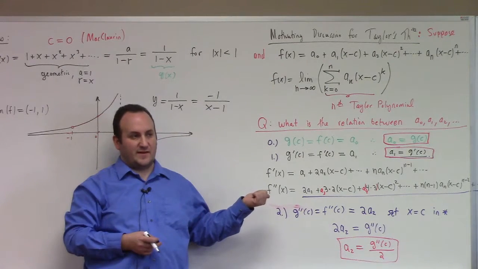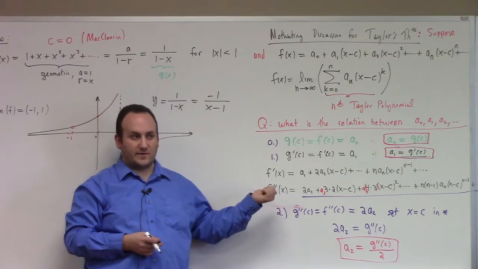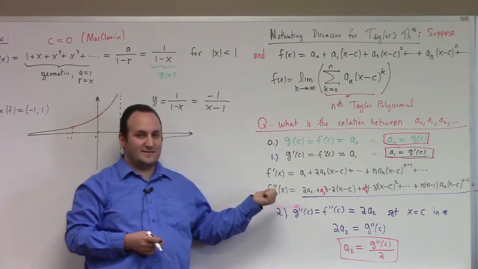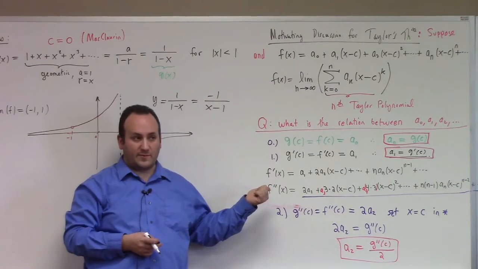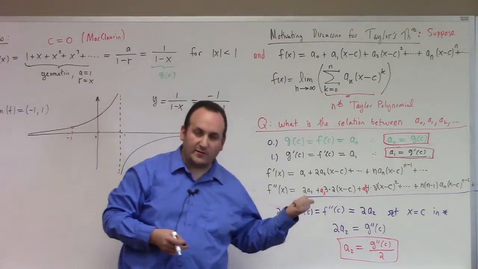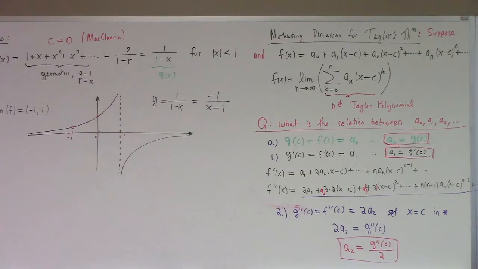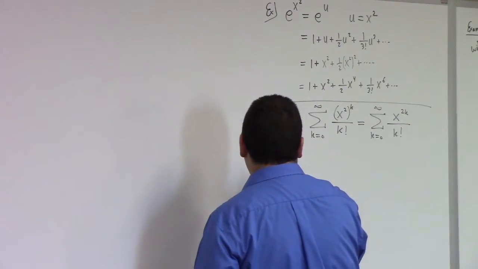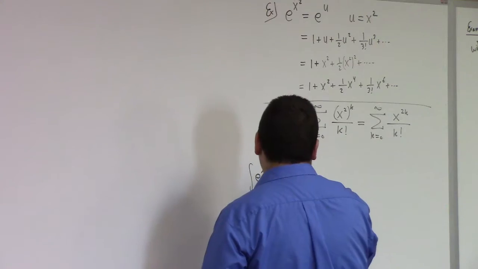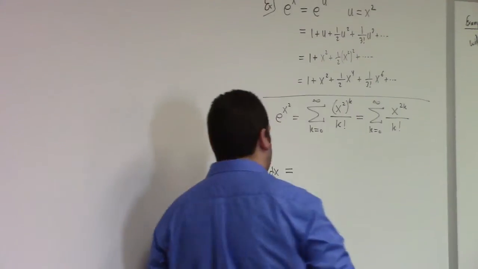Well, guess what? That's valid, as long as we stay in the domain of the power series. And the same is true for integration. You can integrate term by term for a power series just the same. So there's this term by term integration and differentiation theory. Check this out. What if I wanted to integrate e to the x squared? How would you do it?